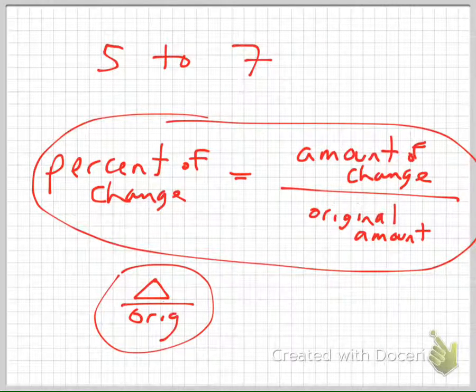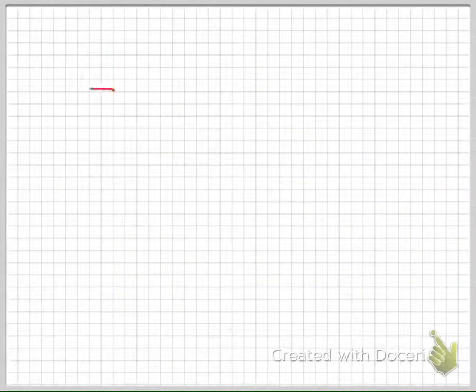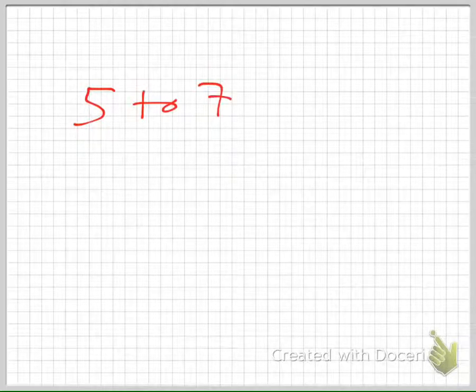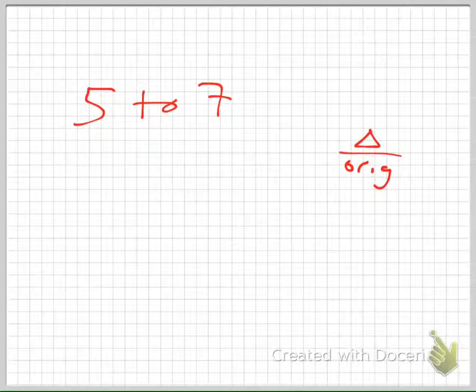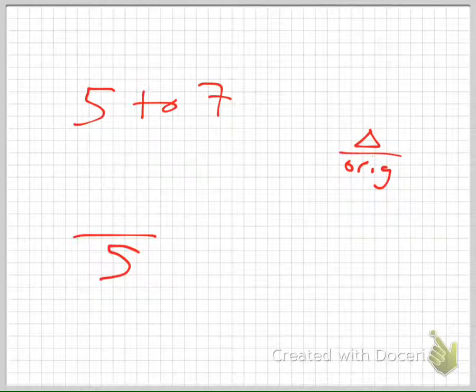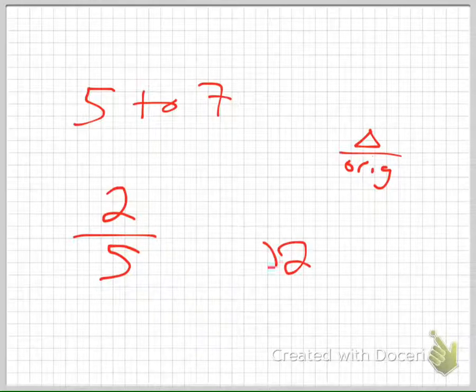So then, here's the deal. If I'm going to go from 5 to 7, let's talk about this. It's triangle over original. How much did I start with? What was the original amount I started with? I started with 5, right? So the denominator is going to be 5. How much did it change? It changed 2. You would actually do a subtraction problem, 7 minus 5. It changed 2. So 2 over 5. In your calculator, you would put 2 divided by 5.